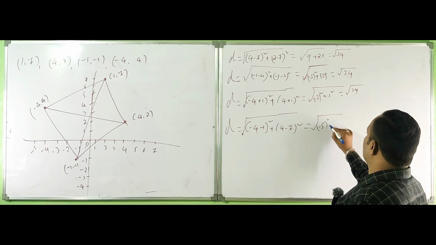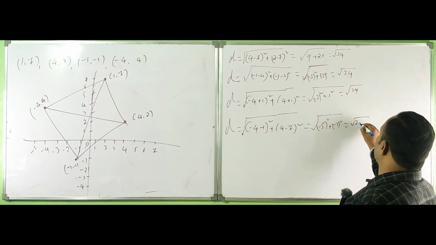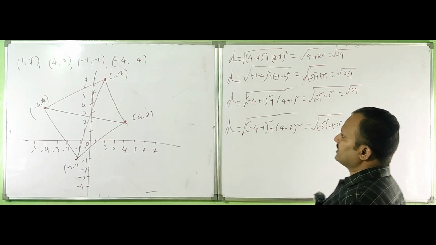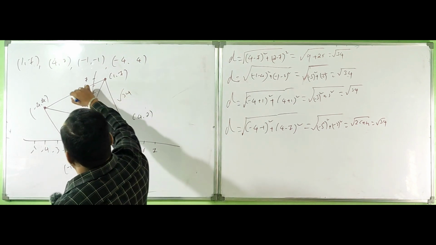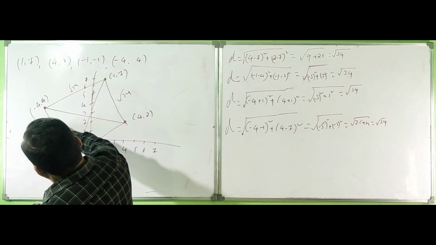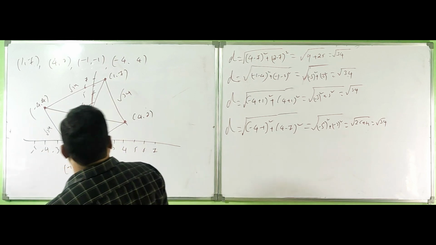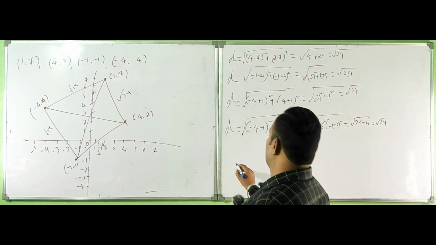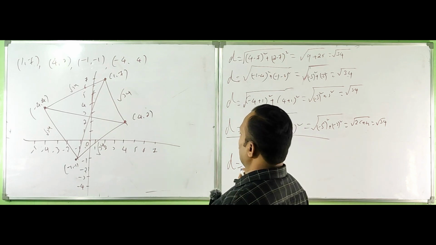Next, (-2 - 3)^2... this becomes again 25 plus 9, which is equal to 34. The sides are root 34, root 34. Now for the diagonals, taking alternate points. Okay, the diagonal D is equal to, one is completed.